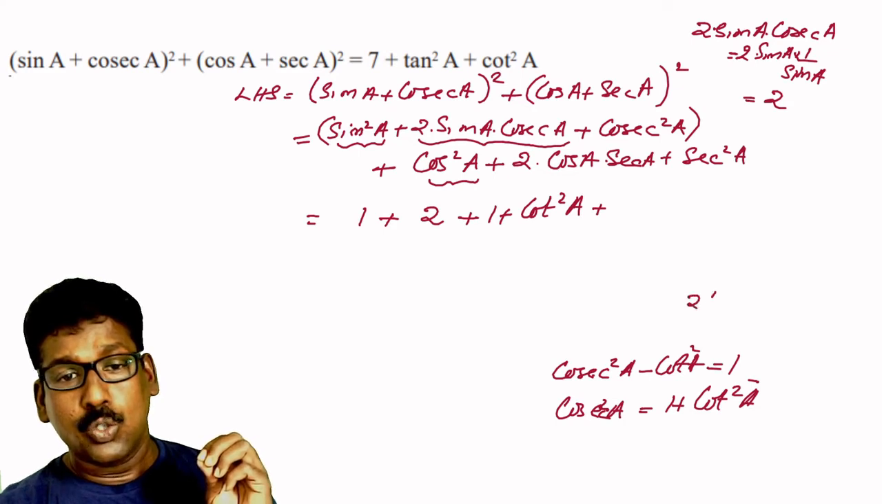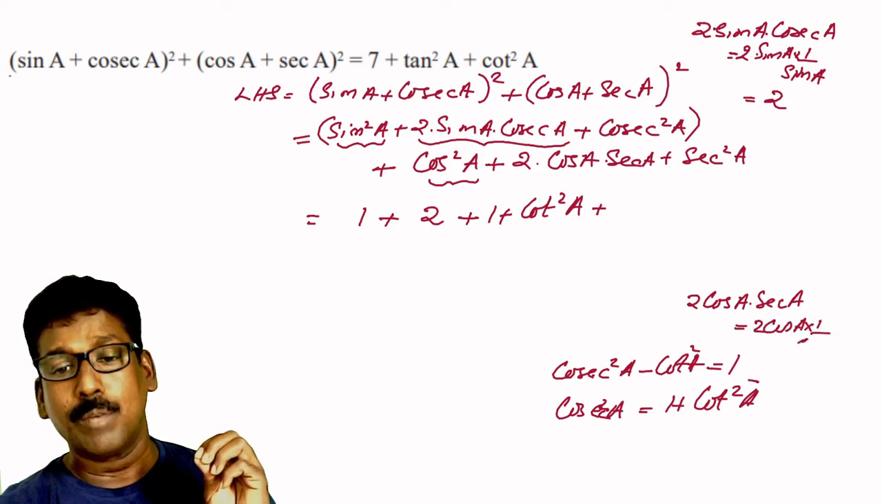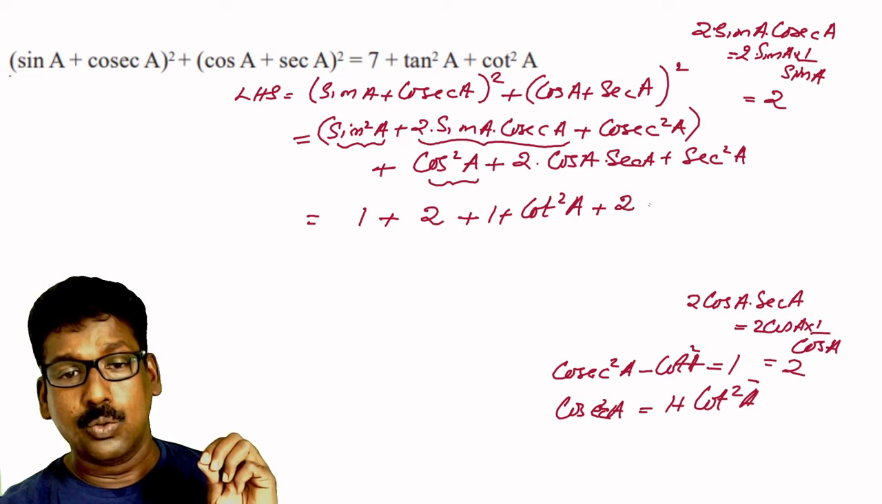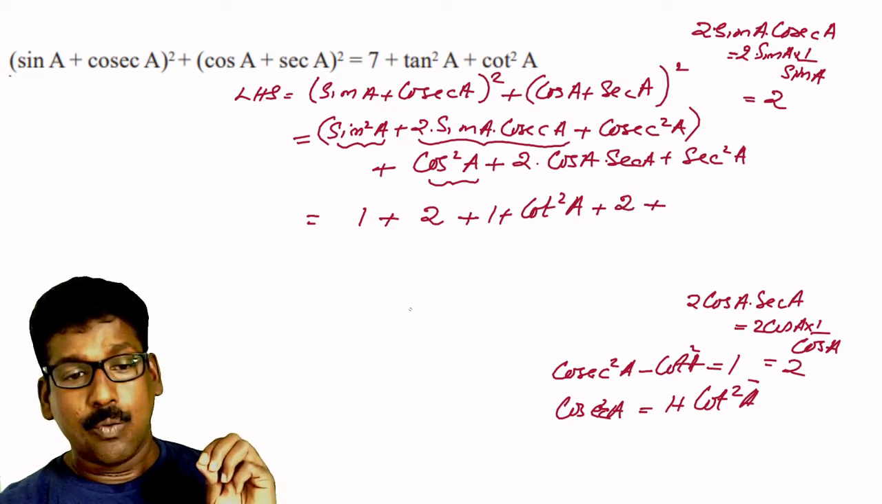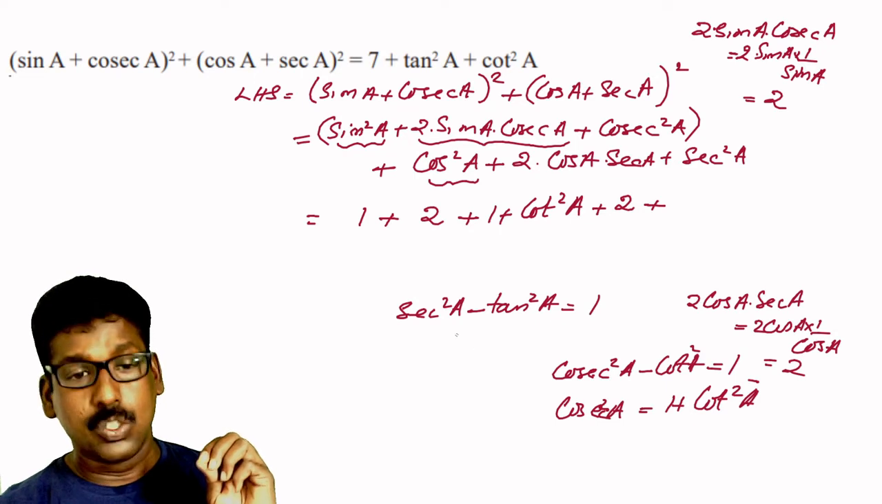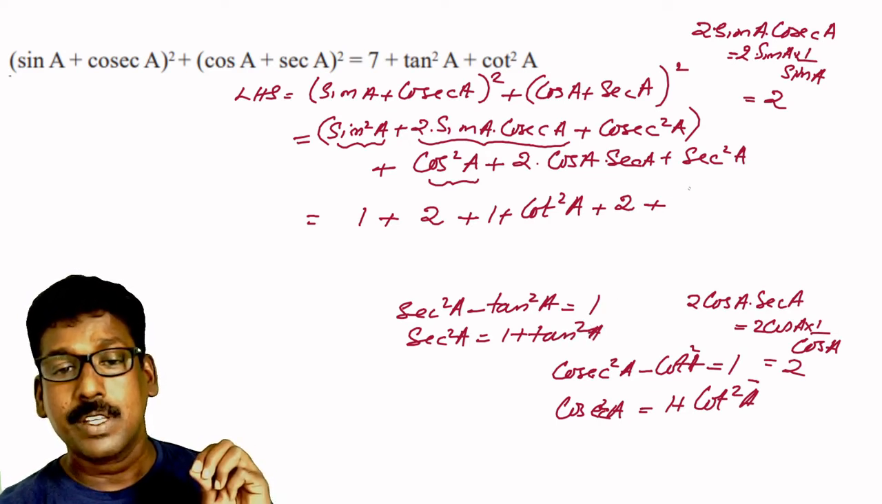Similarly, 2 cos a into sec a, which is equal to cos a into 1 by cos a. Cos a cancel, you will get 2. So 2 cos a sec a you can write as 2 plus, and one more identity, sec square a minus tan square a is equal to 1. So this you can write sec square a as 1 plus tan square a. So the last term is 1 plus tan square a.